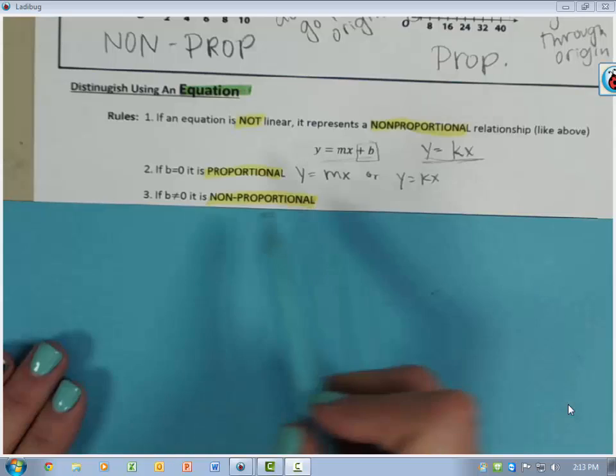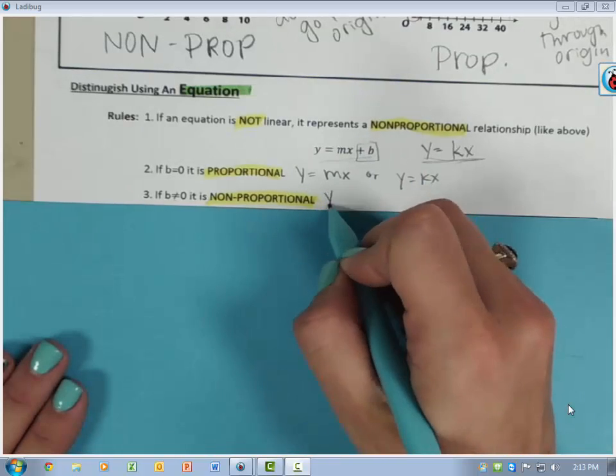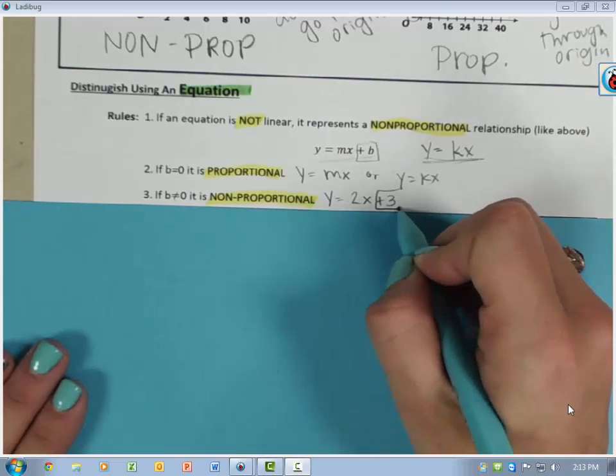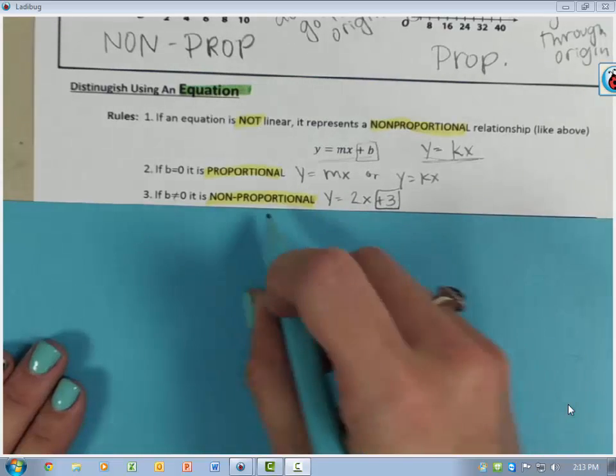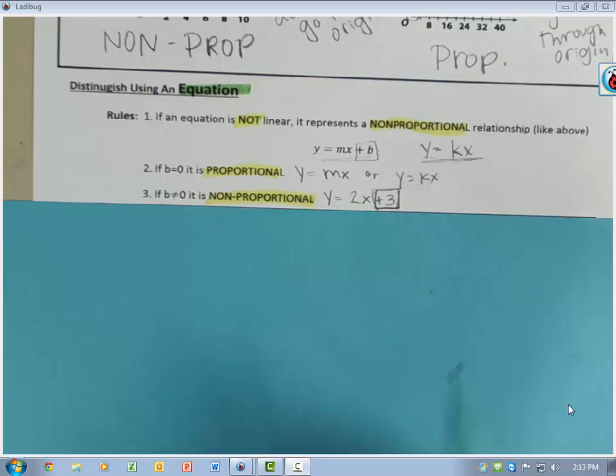So remember, that means does not equal. If b is a number, so if it's y is equal to 2x plus 3, b is not 0, so therefore it is non-proportional. That means this plus 3, remember, it's our y-intercept. It means it's not going to go through 0. And like above, if it doesn't go through the origin, if it doesn't go through 0, it's non-proportional.